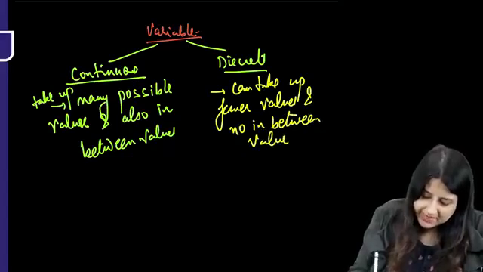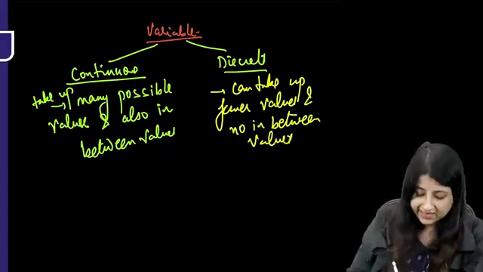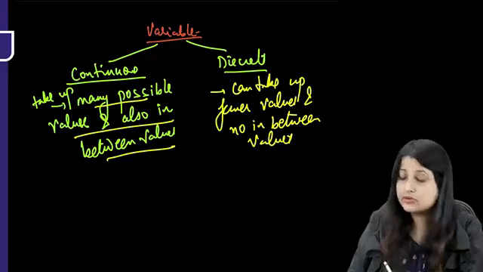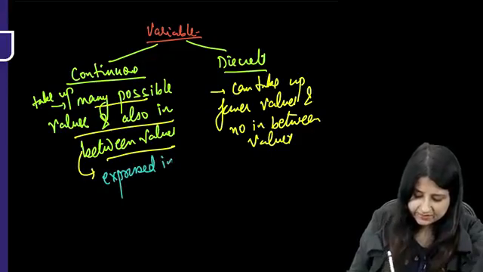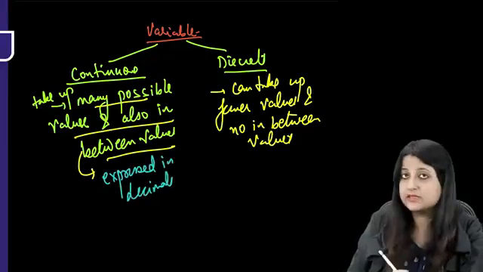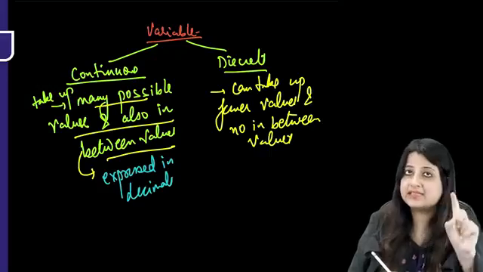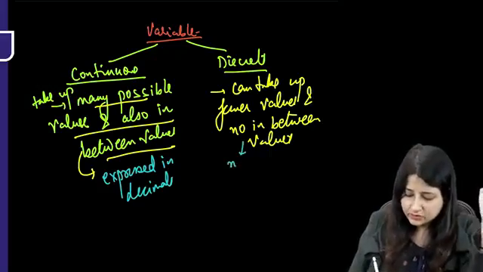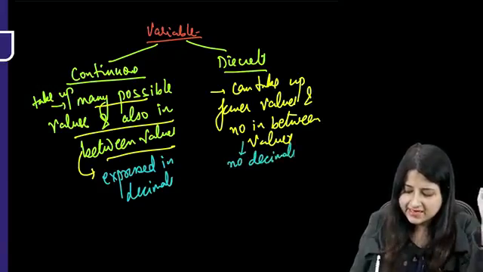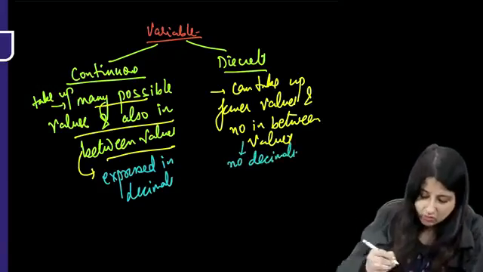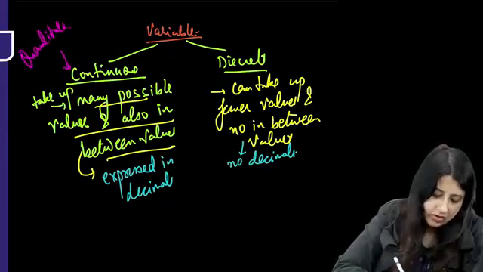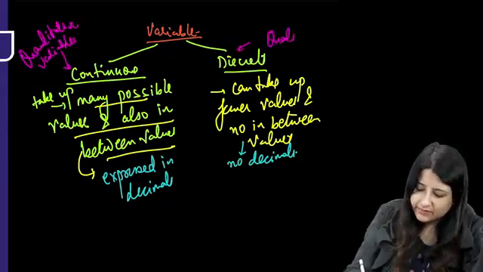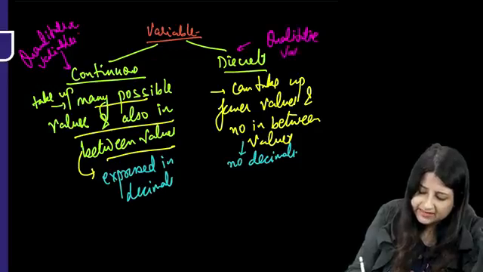What do I mean by this? When I say continuous variables can take up many possible values and also in between values, it means they can be expressed in decimals. The values can take up even decimal points. But here, no decimals. They are discrete. They take up fewer values. So remember one thing, all quantitative variables are continuous, and all qualitative variables are discrete.